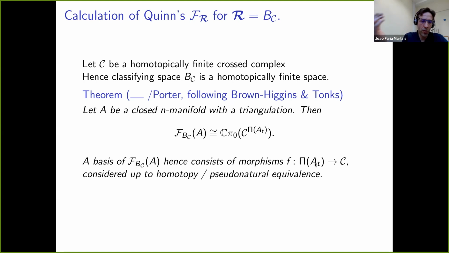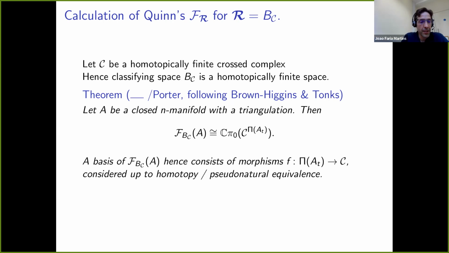Looking at the fact that the triangulation gives rise to a CW complex structure, you consider these maps up to homotopy or pseudo-natural equivalents. So say homotopy if you think of crossed complexes, say pseudo-natural equivalents if you think of omega-groupoids. The two settings are mutually convertible one into the other.